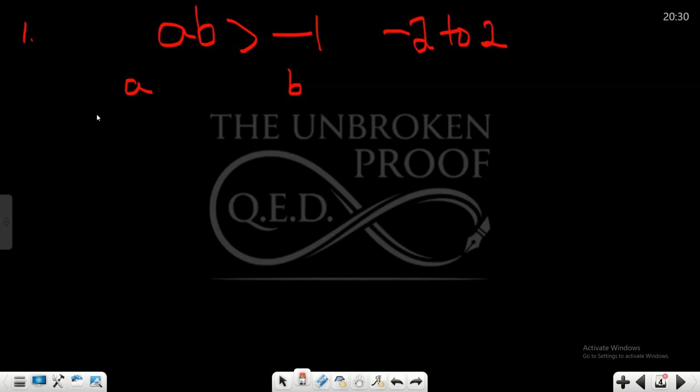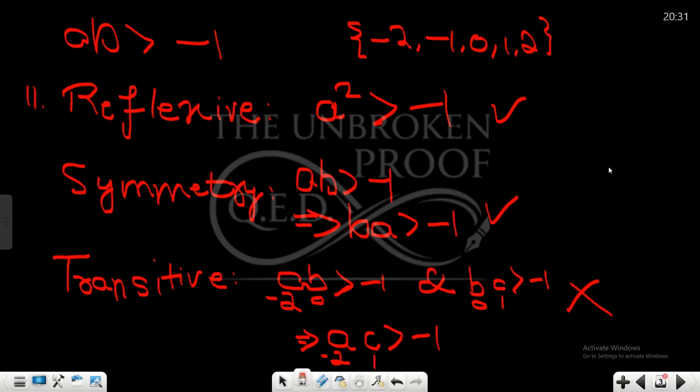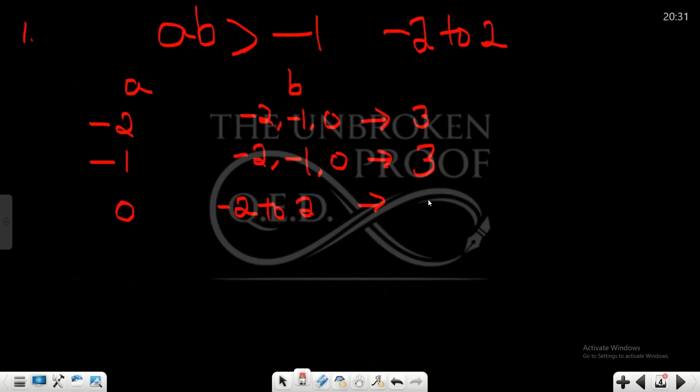Now if I have a as -2, then b can be -2, -1, 0, but it can't be 1 or 2, because this has to be greater than -1. So that's why here you will get 3 elements. Now if you take -1, here you will get -2, -1, 0. Here you will also get 3 elements. Now if you take 0, you can take all elements from -2 to +2, which is equal to 5 elements, because 0 is greater than -1.